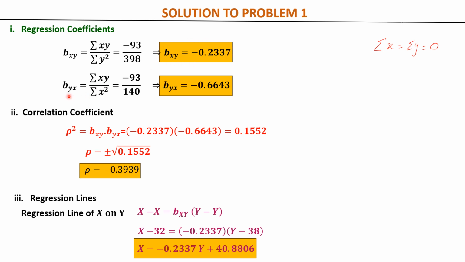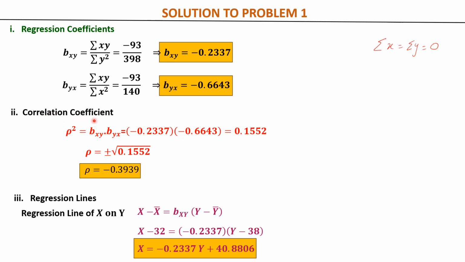And similarly, byx, denominator will be x square. Here bxy, the denominator will have y square, and we are dividing it by sigma x square. We get another negative value for byx. Note that the sign of bxy and byx should be both positive or both negative, because that's the sign which defines the sign of the correlation coefficient. So these are the two regression coefficients as we have defined here.